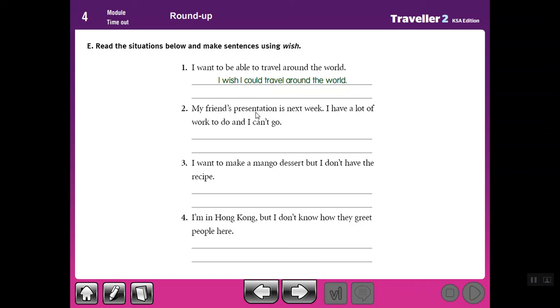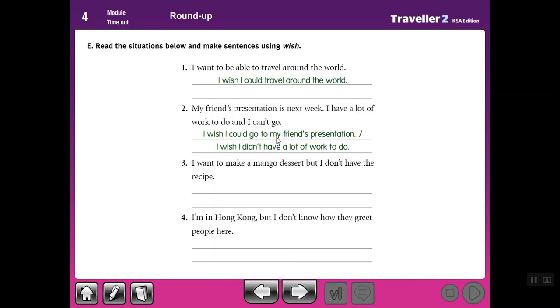Okay. Number two, my friend's presentation. My friend's presentation is next week. I have a lot of work to do and I can't go. You are talking here about something which you wish to do. So you will use wish plus could. The same like number one. So you will say, I wish I could go to my friend's presentation.